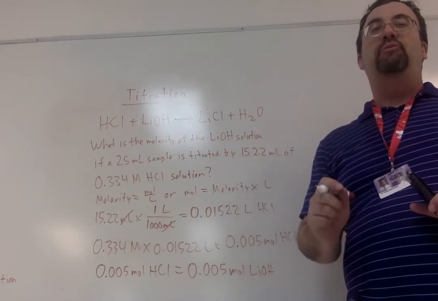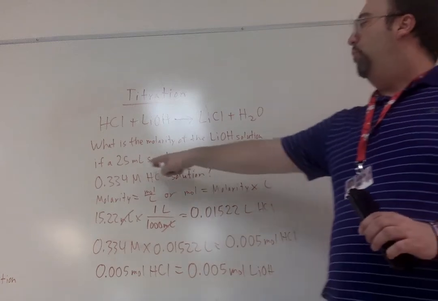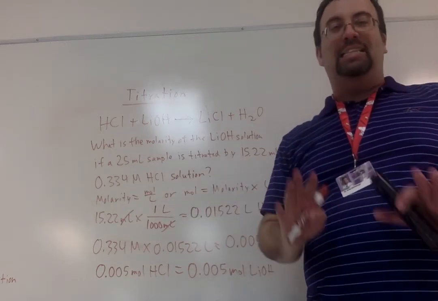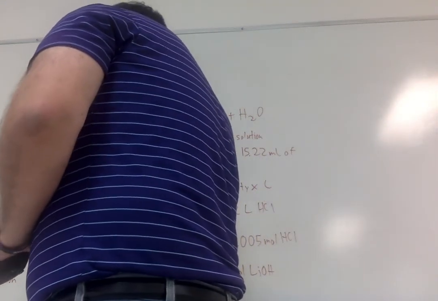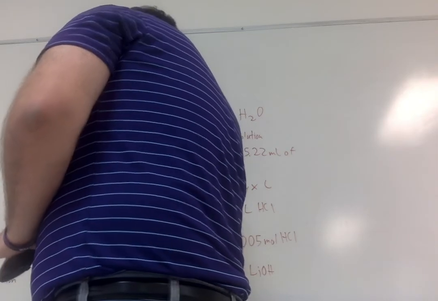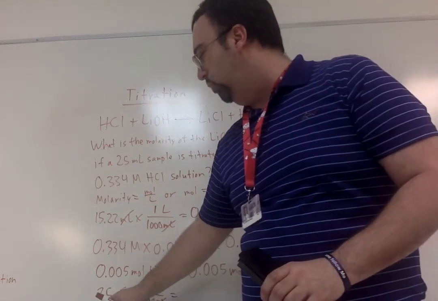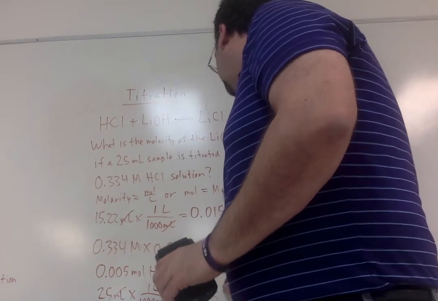Remember again, we're looking for the molarity of the base, the lithium hydroxide. We know that we have a 25 mL sample. We need to first convert that to liters. So 25 milliliters times 1 liter over 1,000 milliliters. We move the decimal place to the left 3 times, 1, 2, 3. We end up getting 0.025 liters.